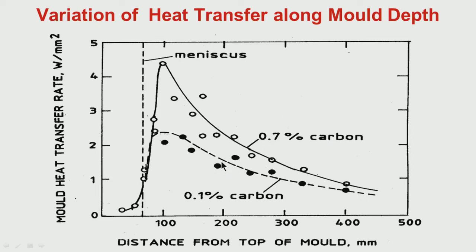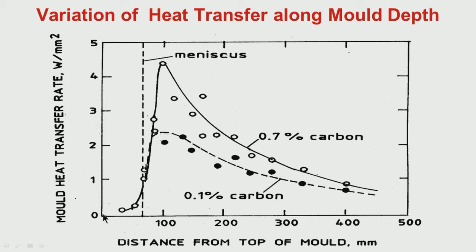So, for 0.1% carbon, I will discuss later on why heat transfer is relatively less, because there is an air gap formation, depressions form. I will discuss it in detail, but this is just to show how the heat transfer is dependent on the grade of the steel also. So, the heat transfer is at the peak at a certain depth, say 30 millimeter from the meniscus.